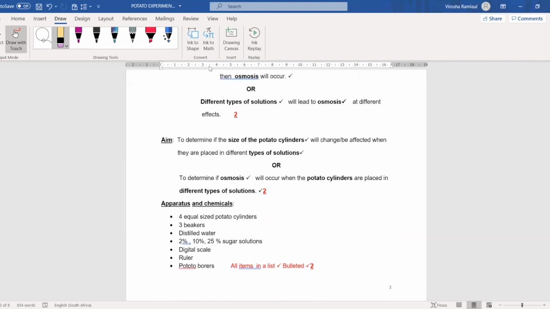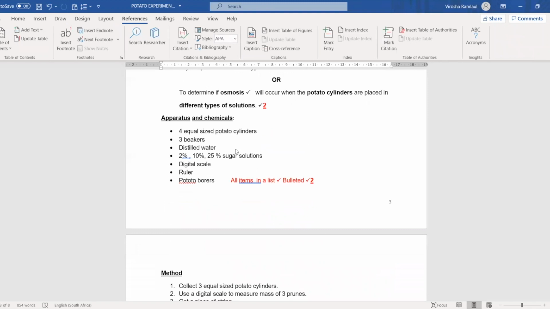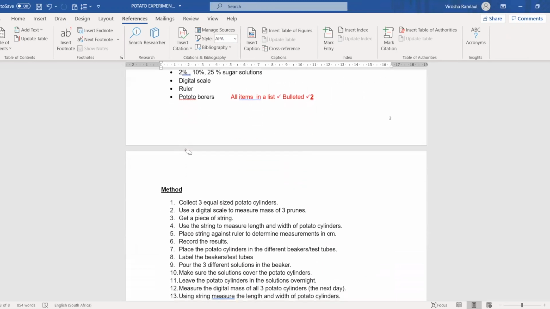Your aim must start off with the word to determine or to investigate. And then you must have that the size of the potato cylinders will change or be affected in different types of solutions. Or if you used osmosis, to determine if osmosis will occur when potato cylinders are placed in different types of solutions. Here, your apparatus must be bulleted, and it's all the apparatus or equipment that you use, like the sizes of the potato cylinders, beakers, what solutions you use, the scale, the ruler, potato borers. You could have also added in here pen and paper, okay? And remember, your apparatus and chemicals must be bulleted.